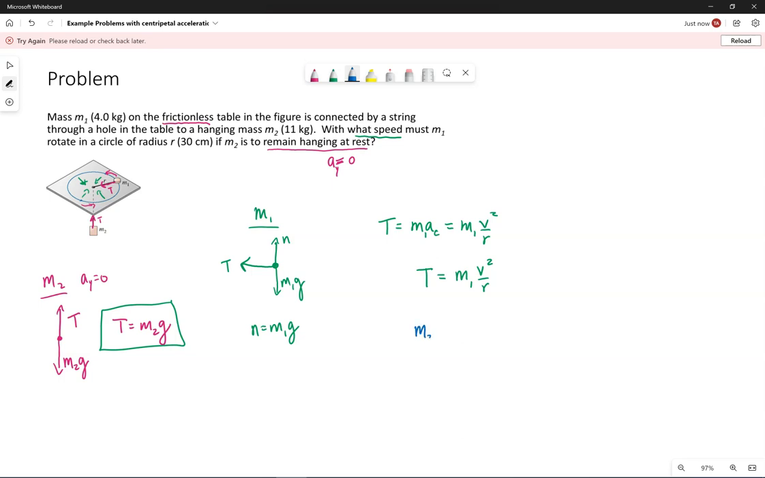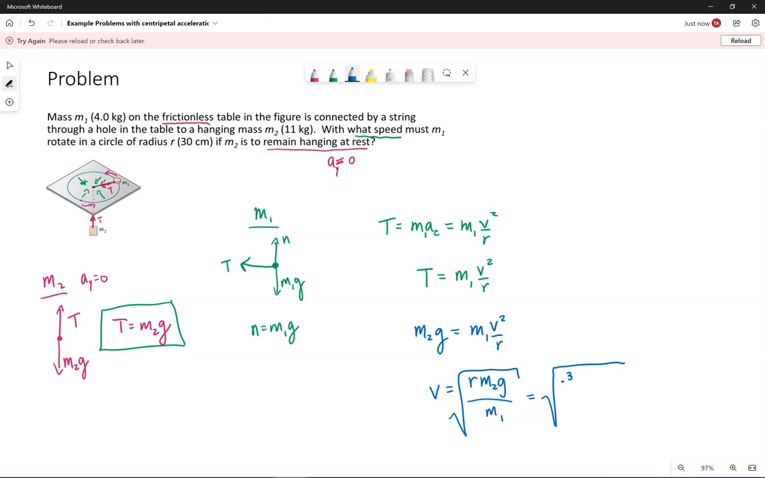But again, we want the speed such that the hanging mass will stay at rest. So we want the tension to equal m2g to keep the hanging mass at rest, but it has to equal m1 v squared over r to keep the mass on the table moving in a circle. We're looking for v here. So I can bring the r over, divide by m1, take the square root.